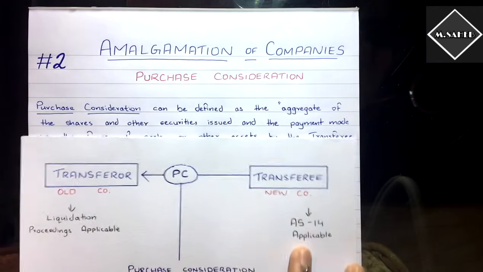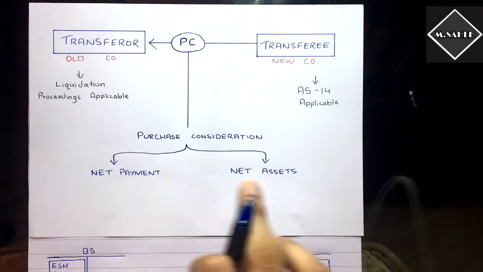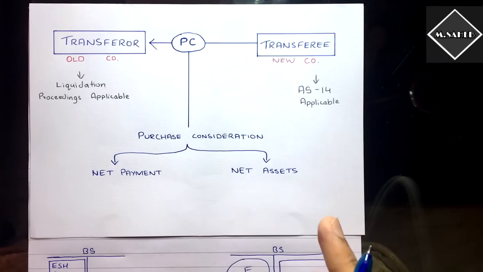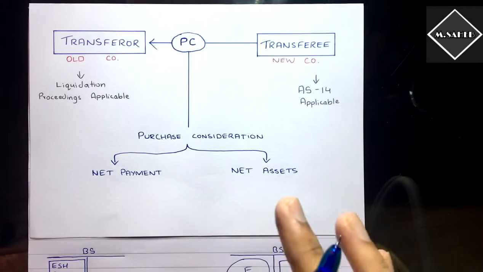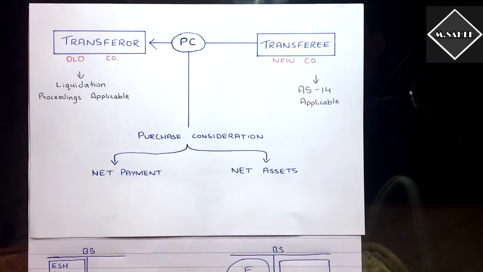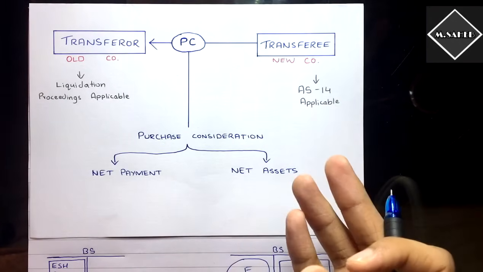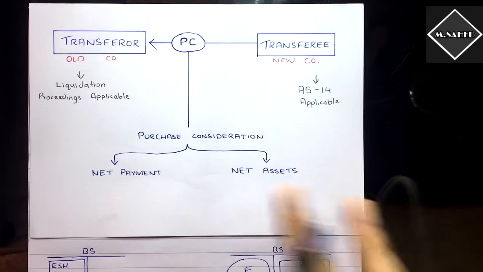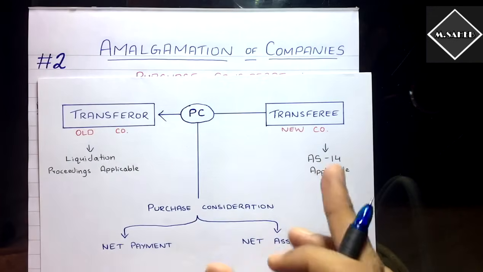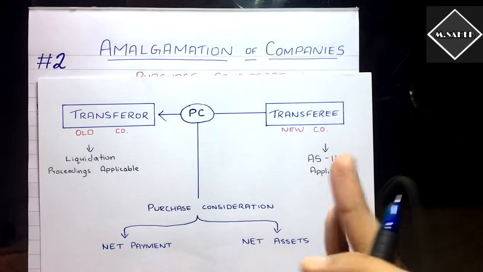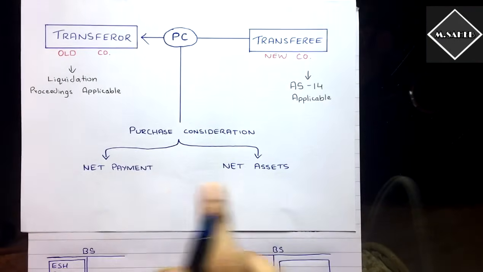Now you have to calculate the purchase consideration through either of two methods, the net payment method and the net assets method. You will say that in our book we have one more method, the lump sum method. The lump sum method is nothing but that the purchase consideration is already given in the question itself. It's already mentioned, so it is not a method of calculating purchase consideration. Only these two methods are there, net payment and net assets.